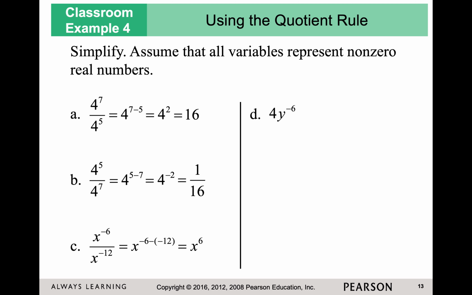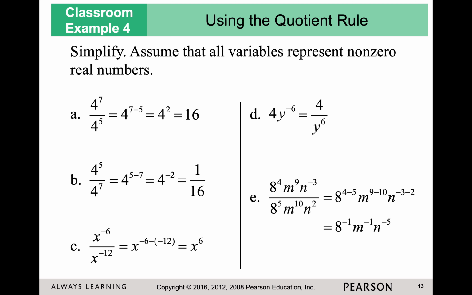4y to the negative 6 has a negative exponent. I need to do 1 over y to the 6th, and then I'm going to leave the 4 in the top. Here I have a series of numbers. I need to bring the n to the negative 3 to the bottom so I can get rid of that negative exponent. And then I'm going to use my calculator to do 8 to the 4th and 8 to the 5th.